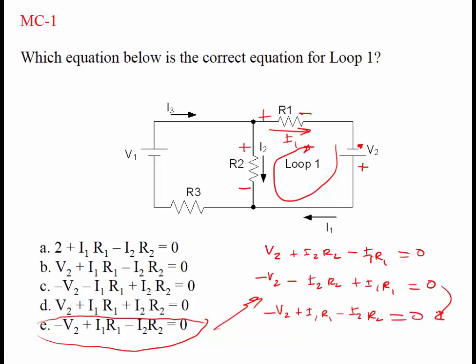So it's the same thing. This and this are exactly the same. It's just the way you go around the loop when you add all the voltages. Depending on whether you go clockwise or counterclockwise, they differ by negative signs.